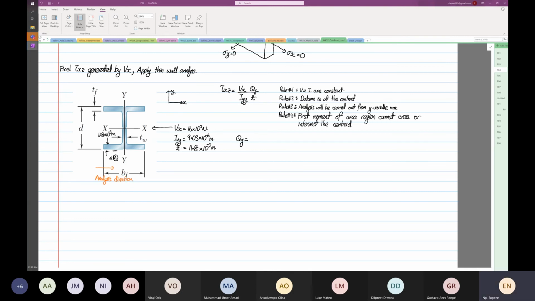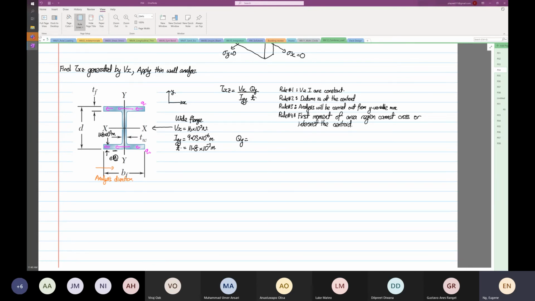But how will the shear flow flow? The shear flow will flow this way, because the shear force is in that direction. So this is how our shear flow will flow. This is a wide flange analysis, yes or no? So we know that what we have over here is a wide flange analysis, not a closed beam or box beam analysis.